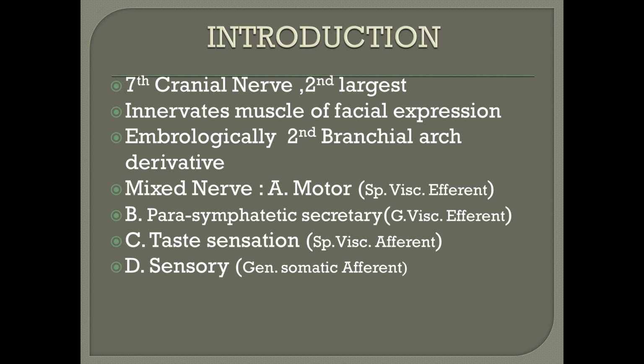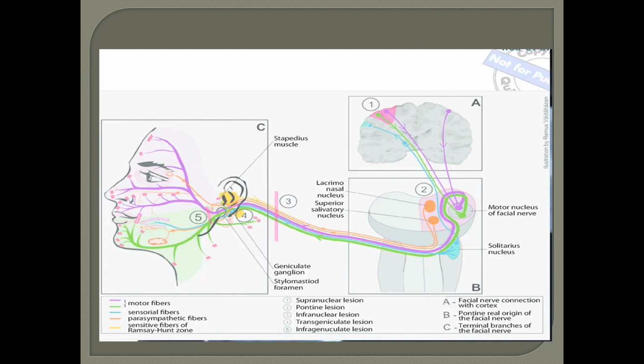The third component of this nerve is special visceral afferent. It carries taste sensation from the anterior two-thirds of the tongue via the chorda tympani. And the fourth component is general somatic afferent, which is sensory. It carries sensation from the auricle and part of the posterior canal wall of the external canal. So, this diagram is describing the general depiction of the facial nerve.